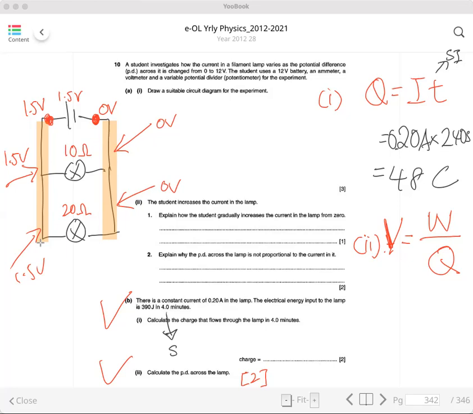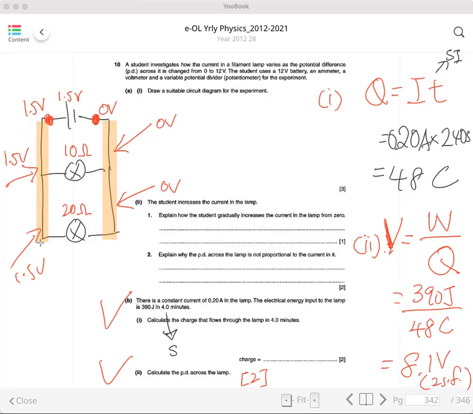Any question for me? So I just write down the answer here. The work done is 390 joule. The Q is 48 coulomb. And from here, you should get 8.1 volt, okay, 2SF. Clear?